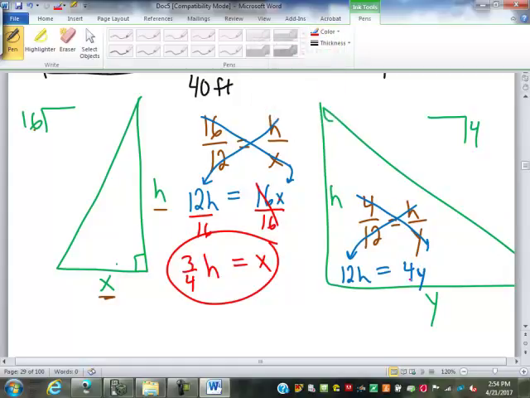And once again, I'm going to solve for y. I'm going to solve for y, sorry. Solve for y by dividing by 4, just like I solved for x over here. So I divide by 4, that's y. 12h divided by 4 is just 3h. So y equals 3h.